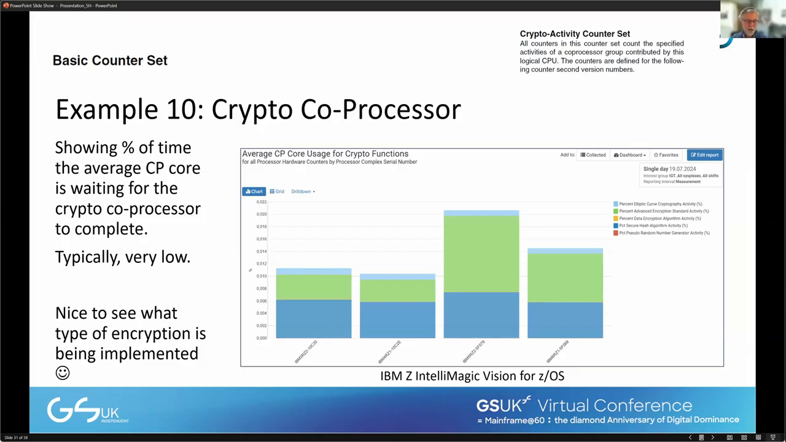And of course, we're encrypting our data, I hope. So the coprocessor is one option for encrypting data. What we can do based on the basic counters in the 113 data is look at what percentage of time is being used from the core for crypto functions. In this case, it's very, very low. But we can look at, to some degree, what type of encryption is being implemented at the coprocessor level. Now, there are Crypto Express cards, which are separate entities, which can be reported on via RMF as well.